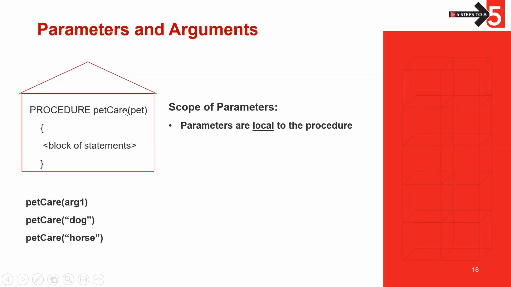Here again is an example, pet care. We have a capital C, everything else is lowercase, and it has one parameter, so we have to send it one argument. Notice I could send a variable called arg1, or I could send a string of any kind. It doesn't always have to be in a variable. It doesn't always have to be a string or a number if that's what it's looking for. But just remember that a parameter's scope is only within that procedure.